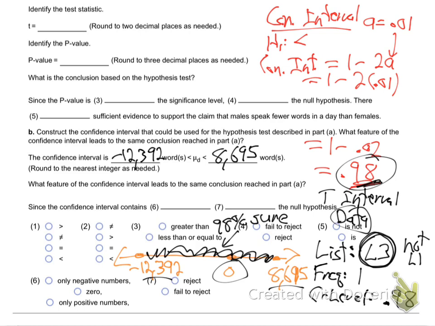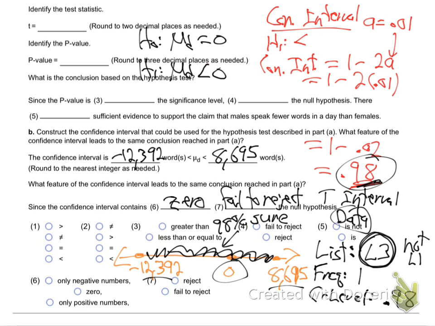So since the confidence interval contains 0, fail to reject the null. Remember, the null said that the difference equaled 0, and the alternative said that the difference was less than 0. Well, the difference could be 0. 0 is in the interval.